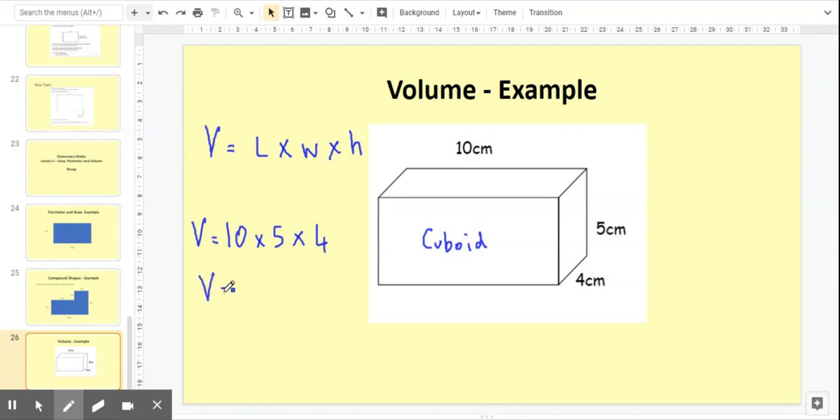So the volume, if we work that all out, it's going to be 10 times 5 is 50, 50 times 4 is 200. When we're working in volume, our units are going to be cubed. So 200 centimeters cubed.